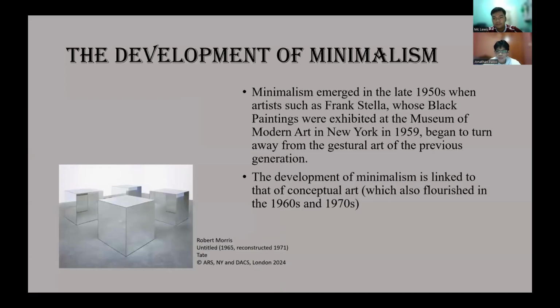The development of minimalism. Minimalism emerged in the late 1950s when artists such as Frank Stella, whose black paintings were exhibited at the Museum of Modern Art in New York in 1959, began to turn away from the gestural art of the previous generation. It flourished in the 1960s and 1970s with Carl Andre, Dan Flavin, Donald Judd, Sol LeWitt, Agnes Martin, and Robert Morris becoming the movement's most important innovators.